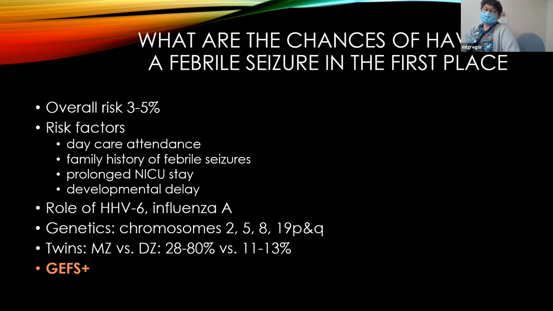So what are the chances of a child having a febrile seizure in the first place? Risk factors include daycare attendance, a family history of febrile seizures, being in the NICU, having developmental delay. None of those are particularly surprising. Things that cause fevers and cause fast spiking fevers, such as HHV and influenza. There does seem to be a genetic component. And you can see with twins, monozygotic twins are much more likely to have it if their sibling does than dizygotic twins. Definitely there's some genetic component.